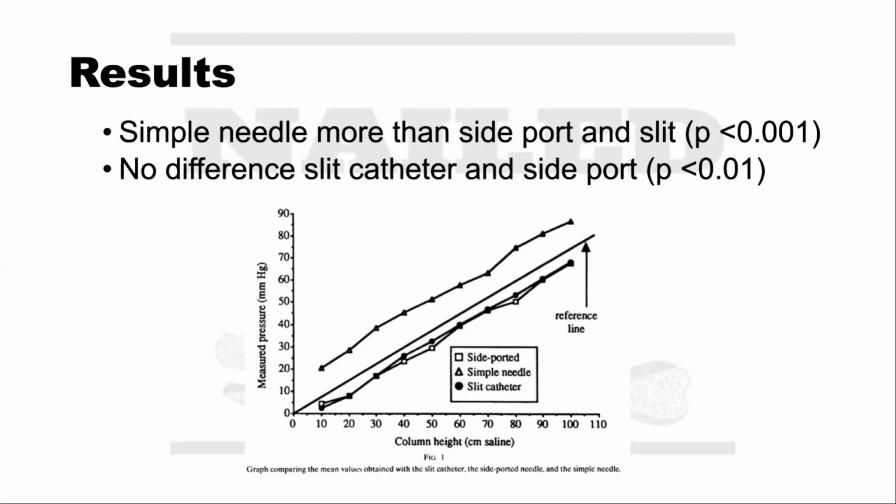And so it found that the simple needle was significantly different from the side port and the slit catheter. And they saw no significant difference between the measurements of the slit catheter and the side port needle. So the two things that we still use are, one, the slit catheter, more for research purposes, and the side port needle, which we typically use in the hospital, at least in my experience. Both correlated very closely with each other.